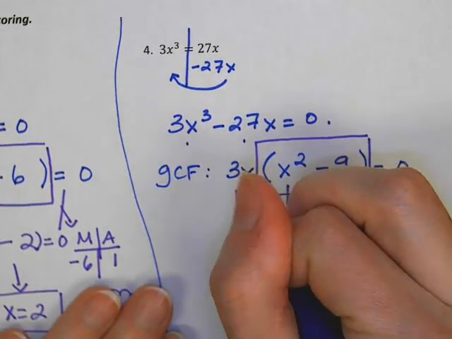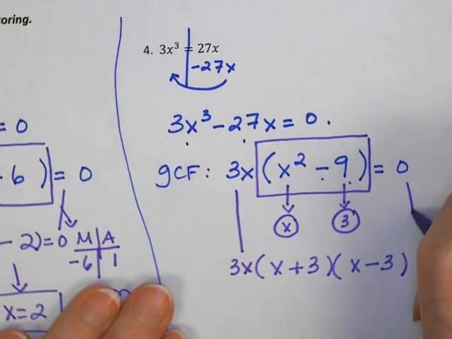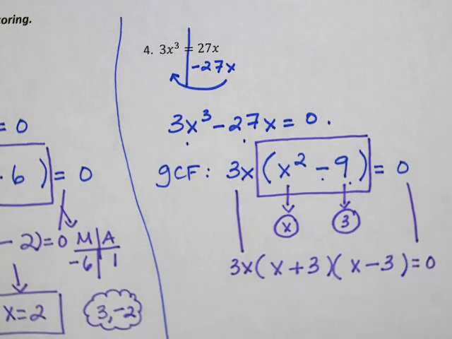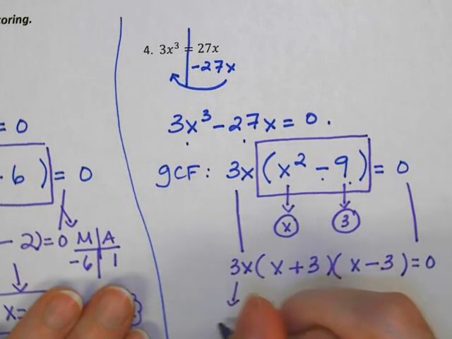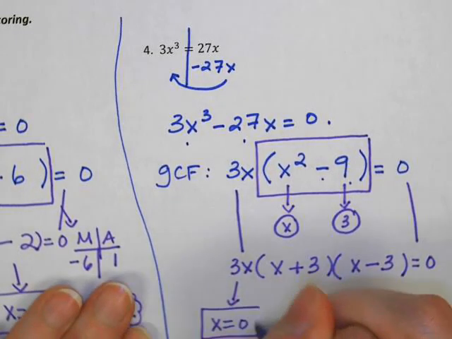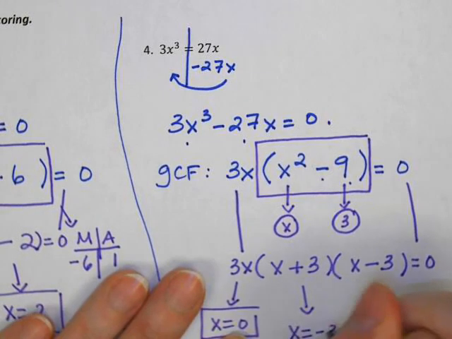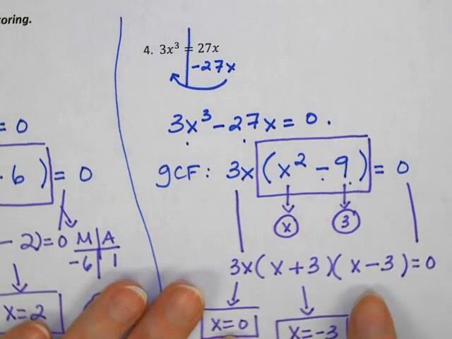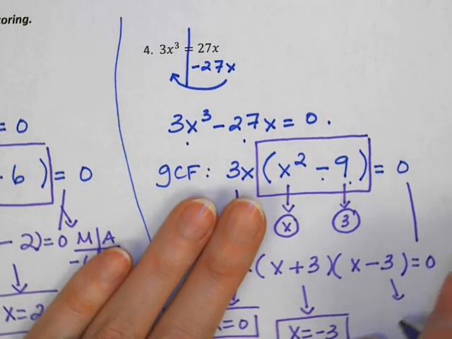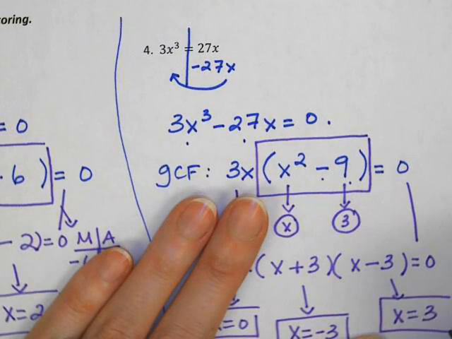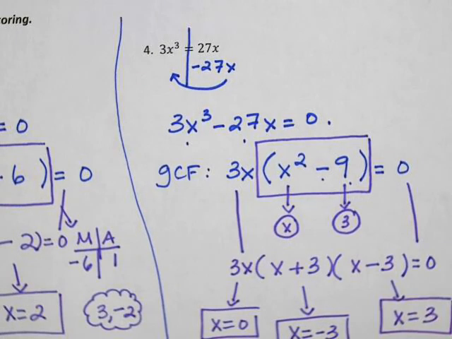All right, let's drop down the GCF of 3x and let's drop down the equals 0. And now we solve. Set this equal to 0 and solve. Set this equal to 0 and solve. Set this equal to 0 and solve. All right, well, 0 divided by 3 is just 0. So this one's just 0. This one you would minus the 3 over, so you get the opposite, negative 3. This one you would add the 3 over, so you get the opposite, positive 3. And those are your three solutions: 0, negative 3, and positive 3.